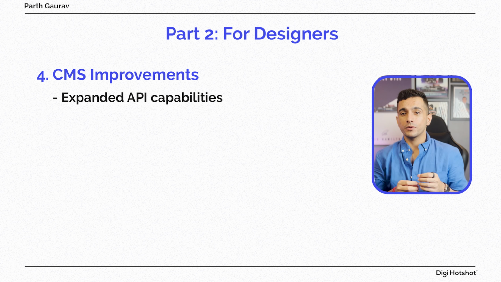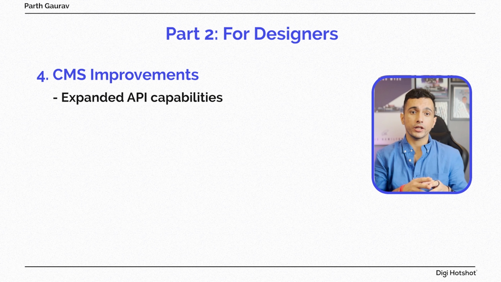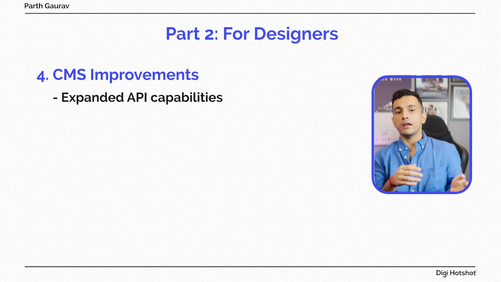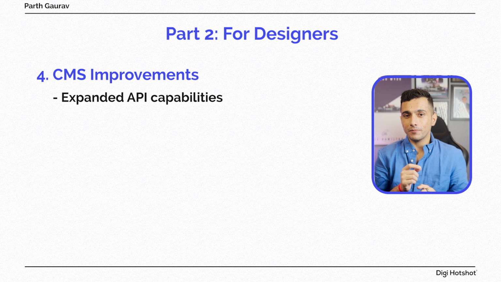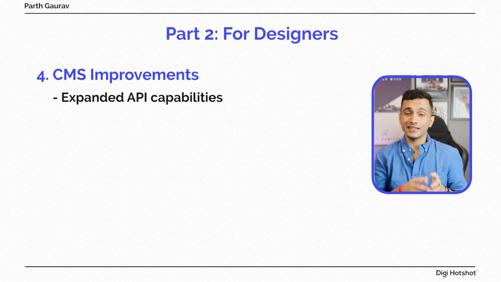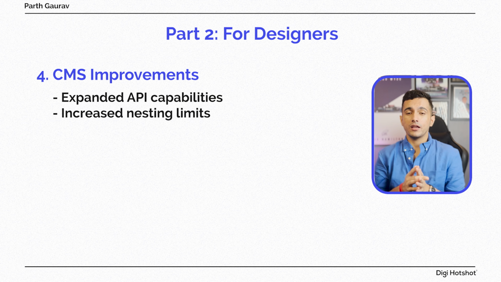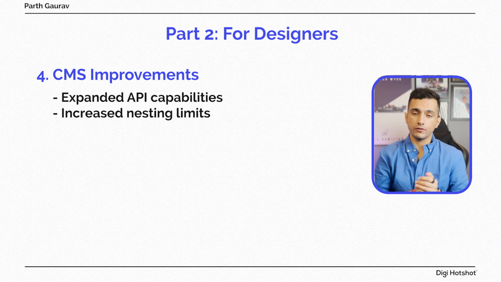The CMS improvements include new API endpoints supporting bulk operations for more efficient and scalable data import from third-party sources. Then next up is the big one, which is increased CMS nesting limits, which is coming in beta later this year. And let me expand on this specific one for a bit.